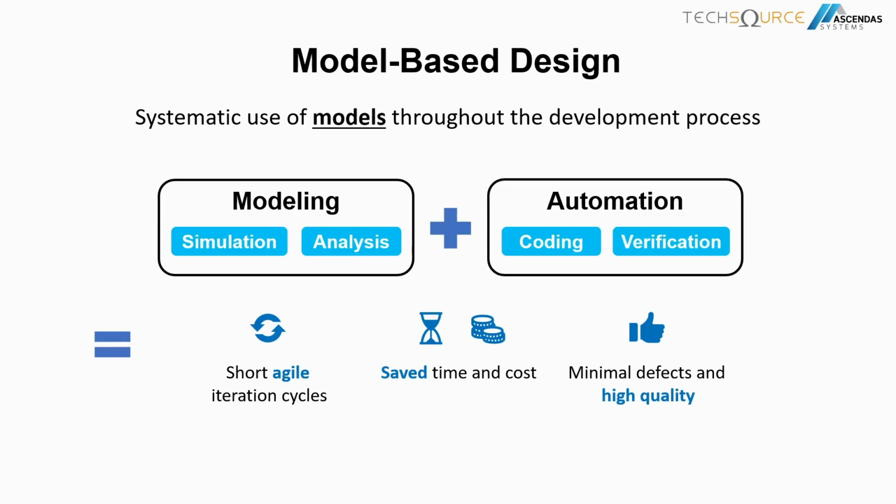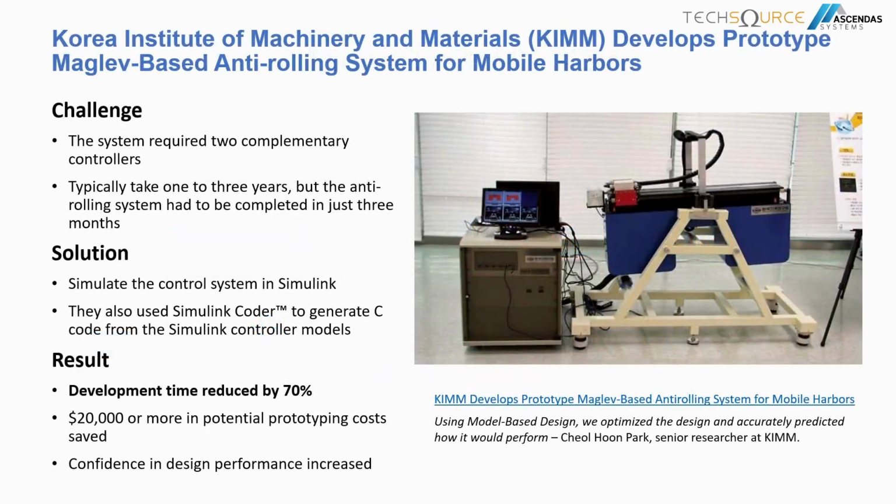So from there, let's take a look at one of the case studies from Korea Institute of Machinery and Materials, KIMS, who developed a prototype of a maglev-based anti-rolling system for a mobile harbor. The challenge that they encountered is the system requires two complementary controllers, and it typically takes 1 to 3 years, but the anti-rolling had to be completed in just 3 months.